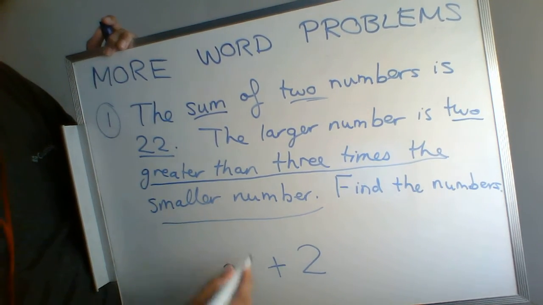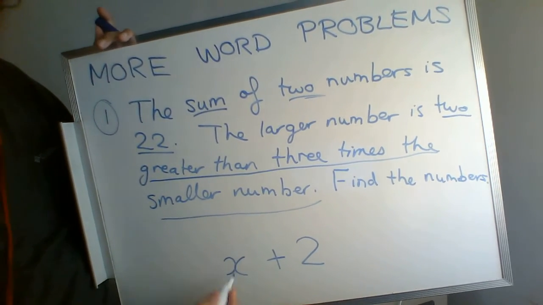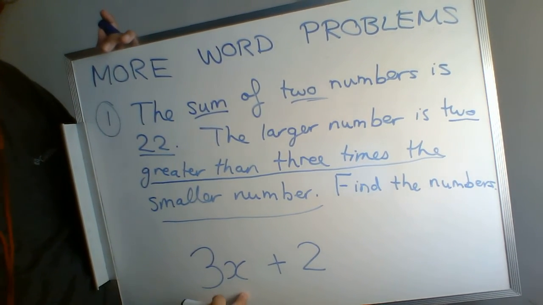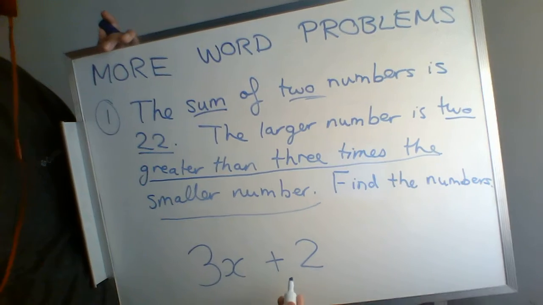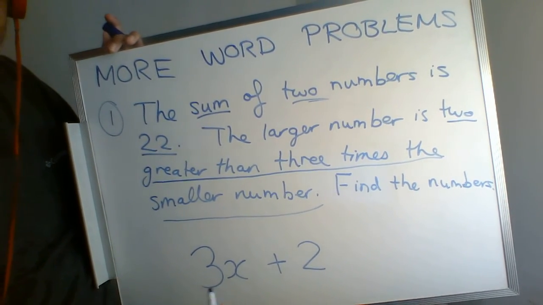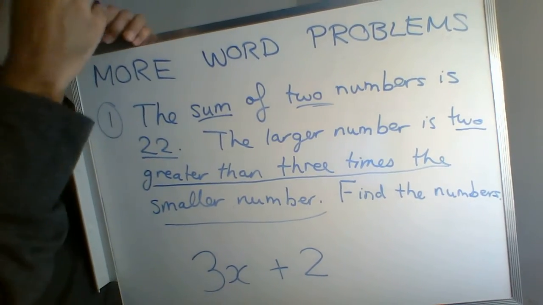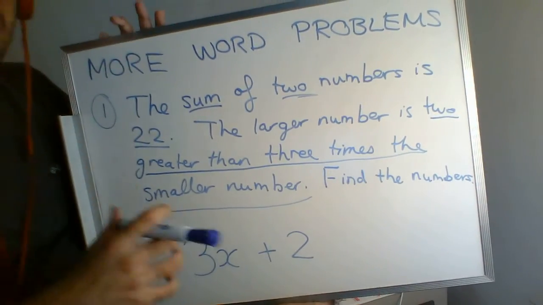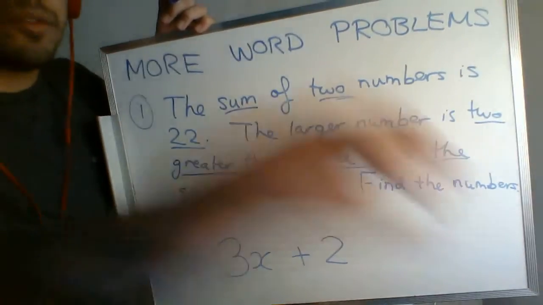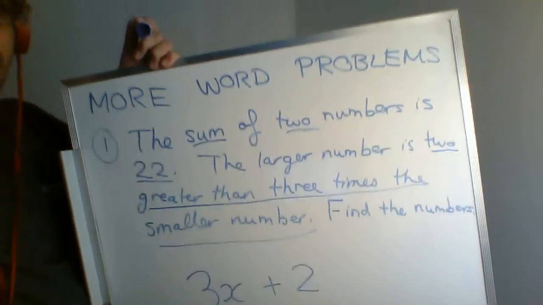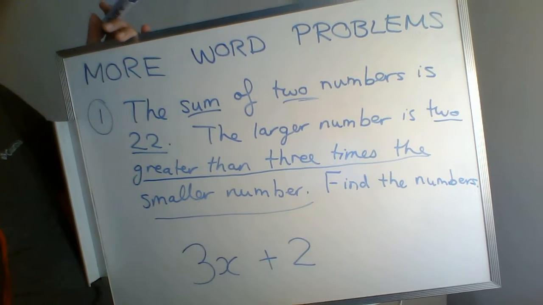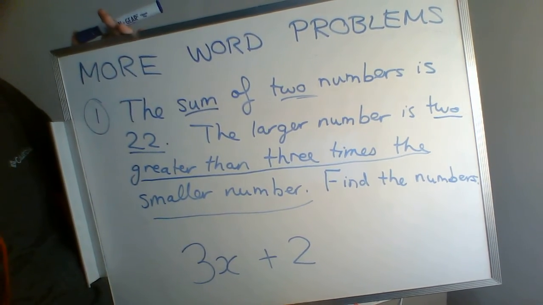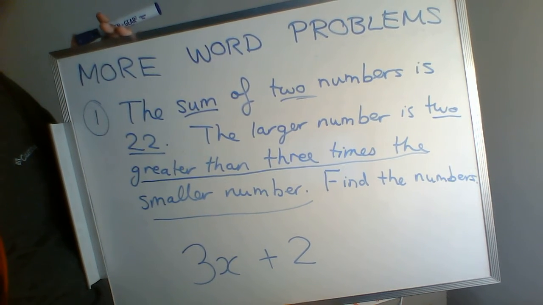So if, let's say, we'll write a let statement in a sec, but if the smaller number was x, then it would be 3 times x, so that's 3 times the smaller number, and then it's 2 bigger than that, so it's 2 greater than 3 times the smaller number. I'm going to leave that there just for now, but you don't have to write that just yet, because we're going to rewrite it when we put our let statement together. Alright, so this is what we have so far. The sum of 2 numbers is 22, the larger number is 2 greater than 3 times the smaller number. Find the 2 numbers.